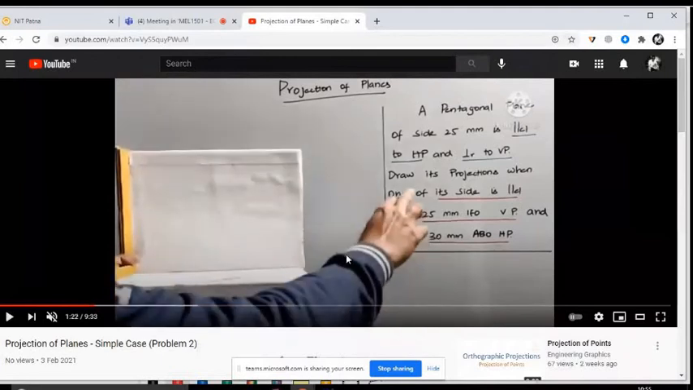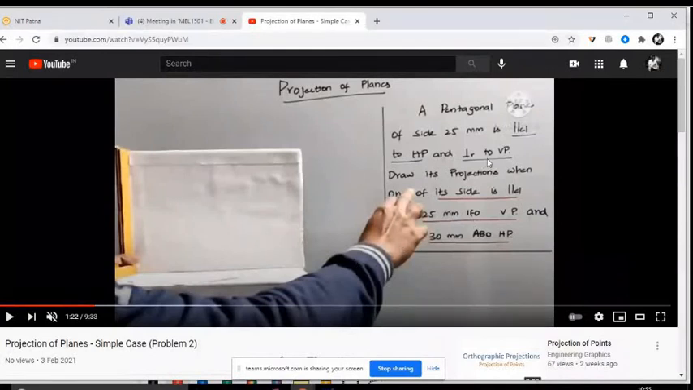Yes, sir. So, for example, if a plane is parallel to VP, then what will be its orientation with respect to HP? Perpendicular to it. So that is the basics.